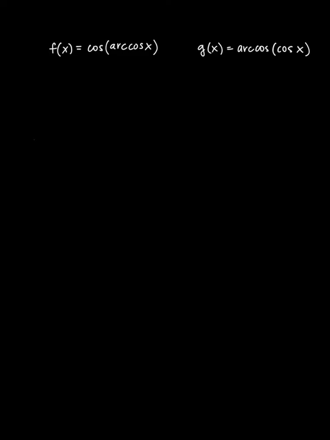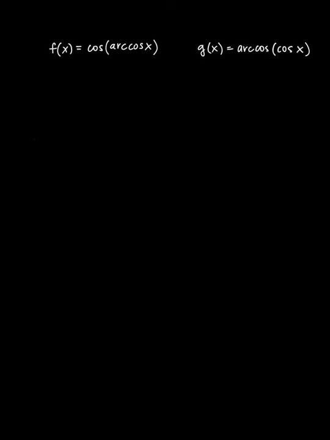Hi guys, it's Kate. This video is about inverse trigonometric functions and some of the nuances that crop up when you start to employ them, especially in composition with trig functions. Let's take a look at these two functions, f and g. f is cosine of arc cosine of x, and g is arc cosine of cosine of x.